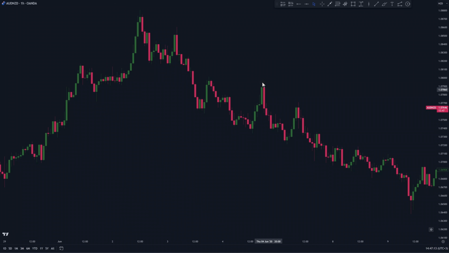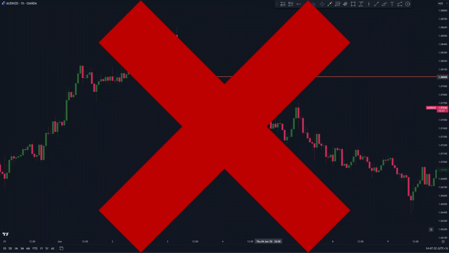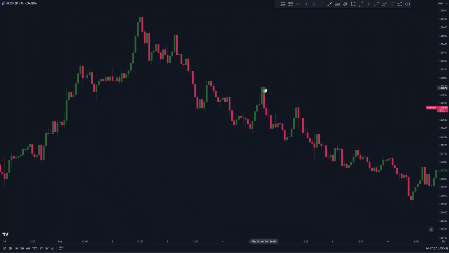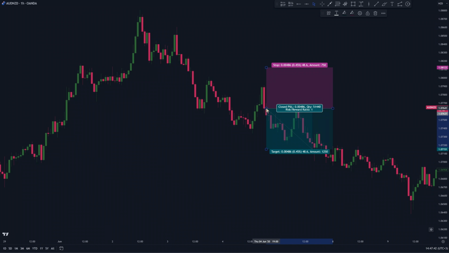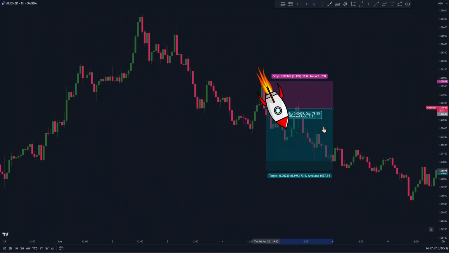Now remember, for point C to be valid, this high needs to be a lower high, meaning that if it goes above this high, the whole pattern becomes invalid. Once point C has been established, it indicates a higher probability that the price will continue to move downwards.